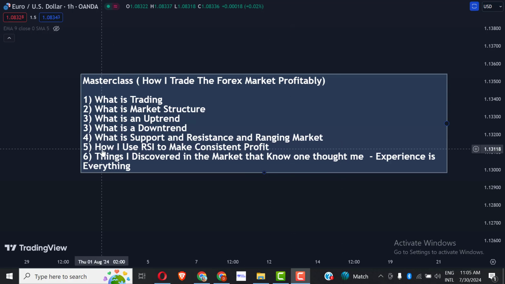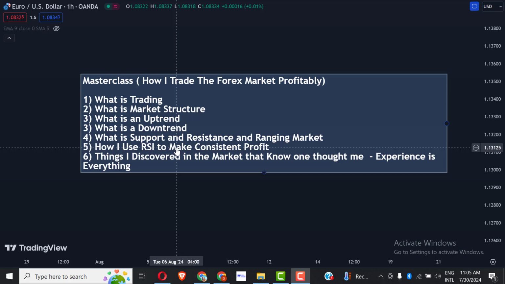I'm also going to be teaching you guys how I use RSI to make consistent profit. I know some of you know about RSI, or maybe this is the first time you're hearing about RSI. RSI simply means relative strength index. I use it to be able to solidify my entry.